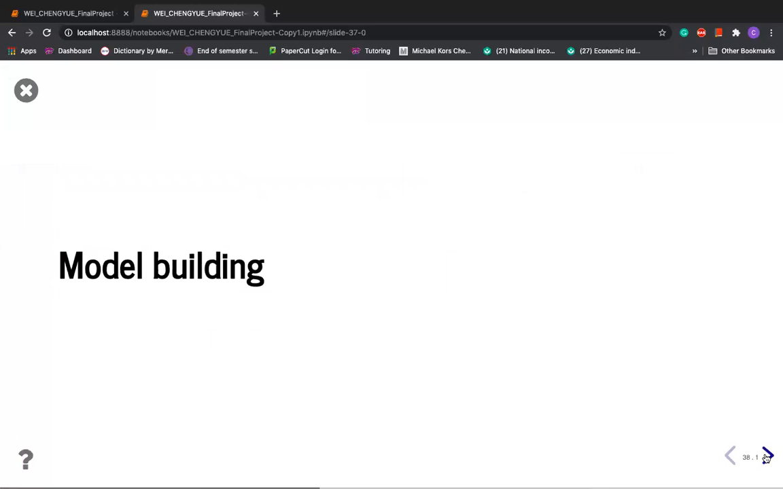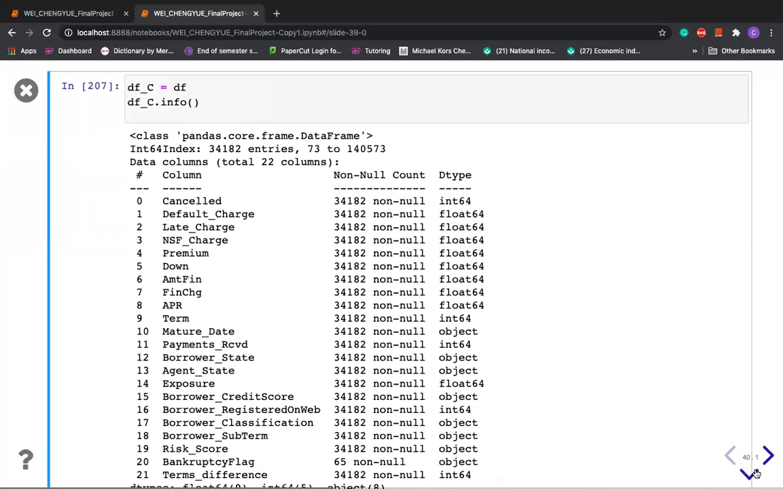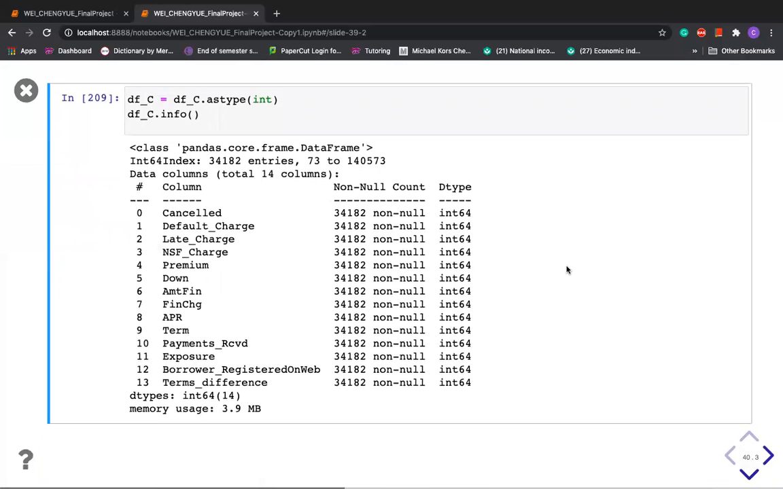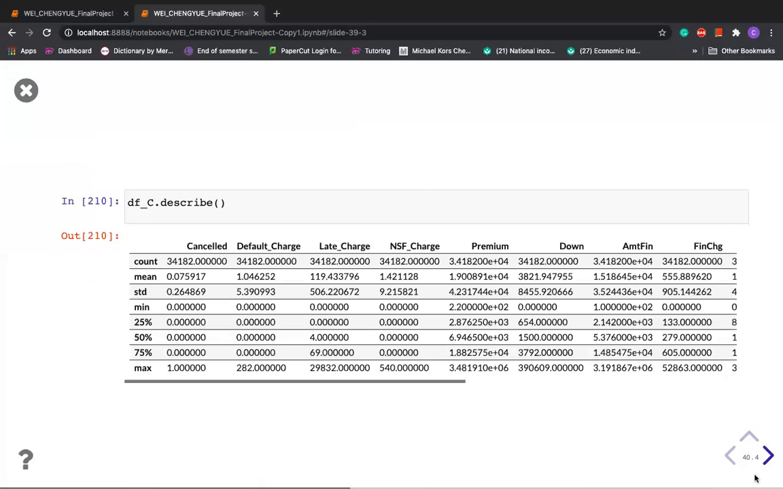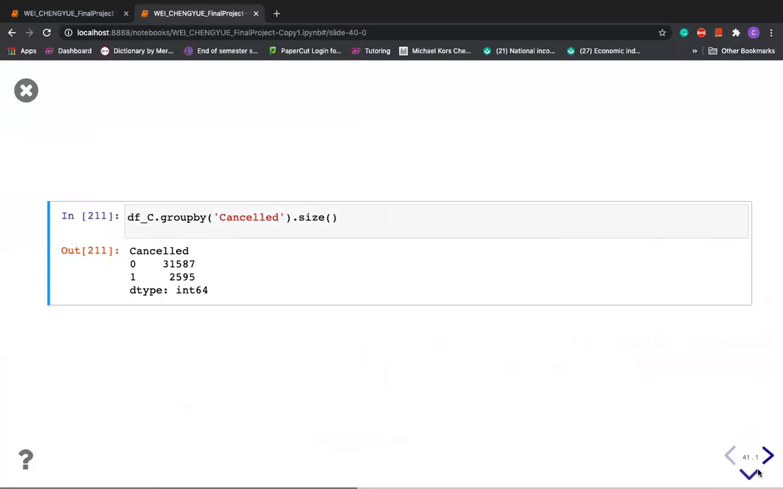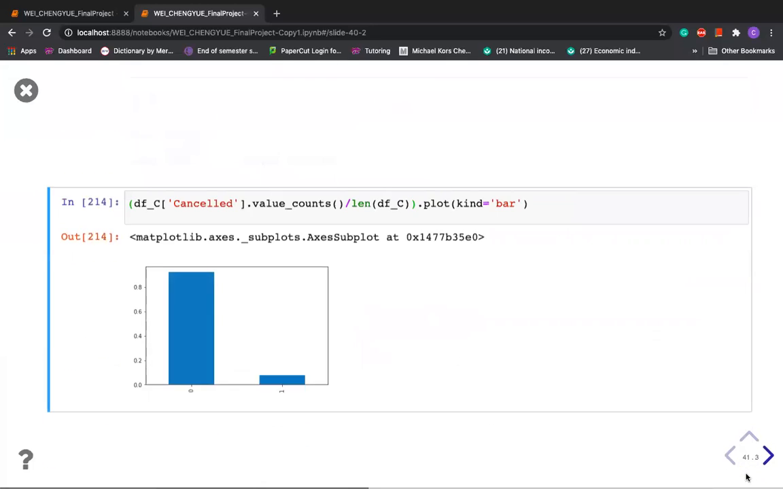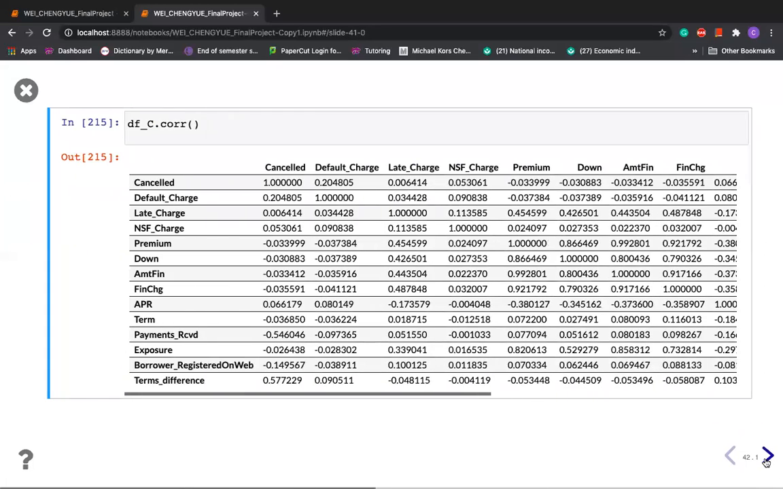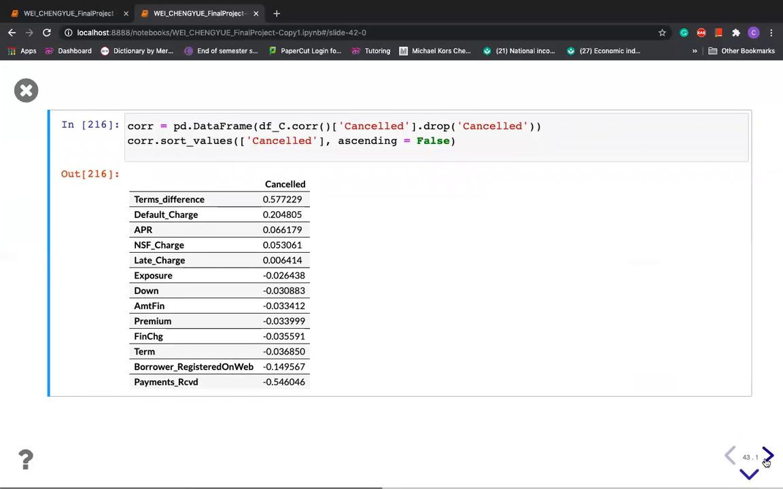And now we are going to build our model. So the first one will be classification. We basically just drop some of the columns we are not going to use and transform the whole data into the same data type, because that will help us build the model. And here is a plot we built. We can see most customers do not cancel their loan. So we're trying to classify who will cancel the loan and who will not.